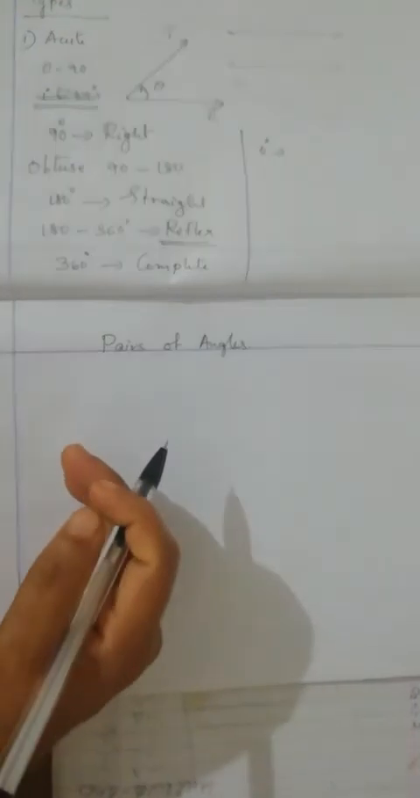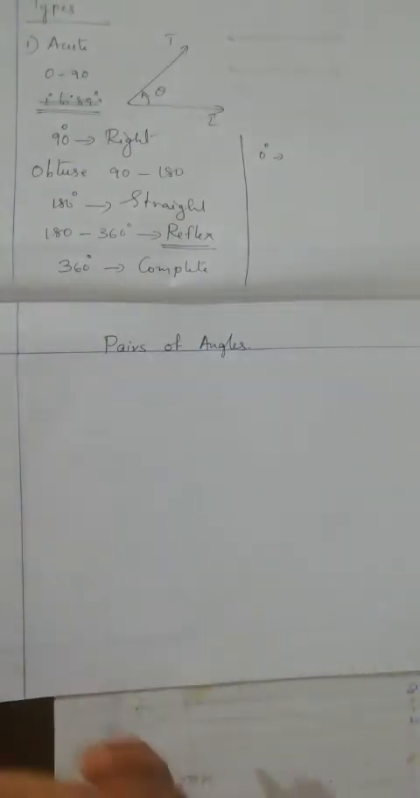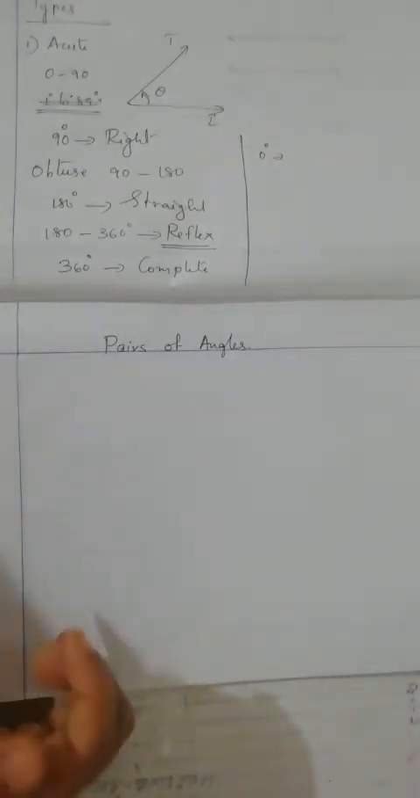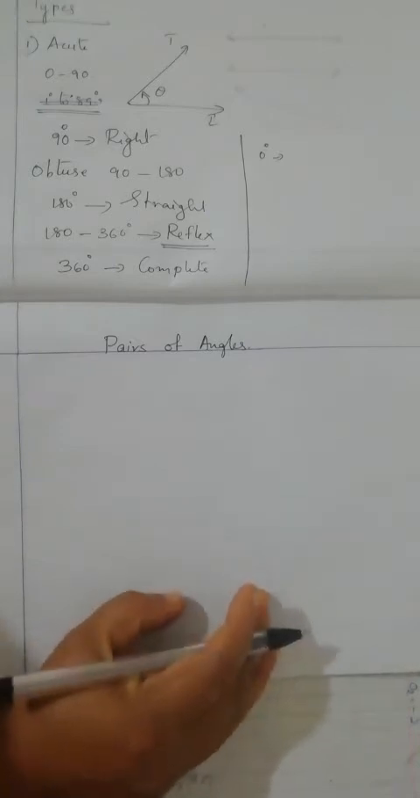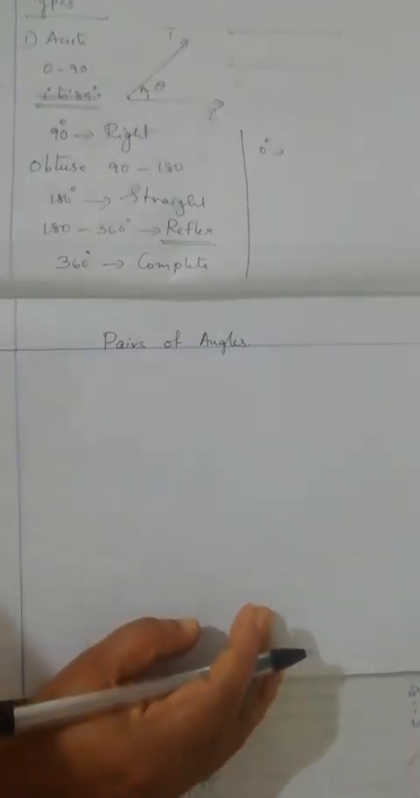We studied acute and obtuse angles. All these angles are not a pair of angles. These are separate, single angles. Now we are studying pairs of angles, where two angles are together. So, what are the pairs of angles?